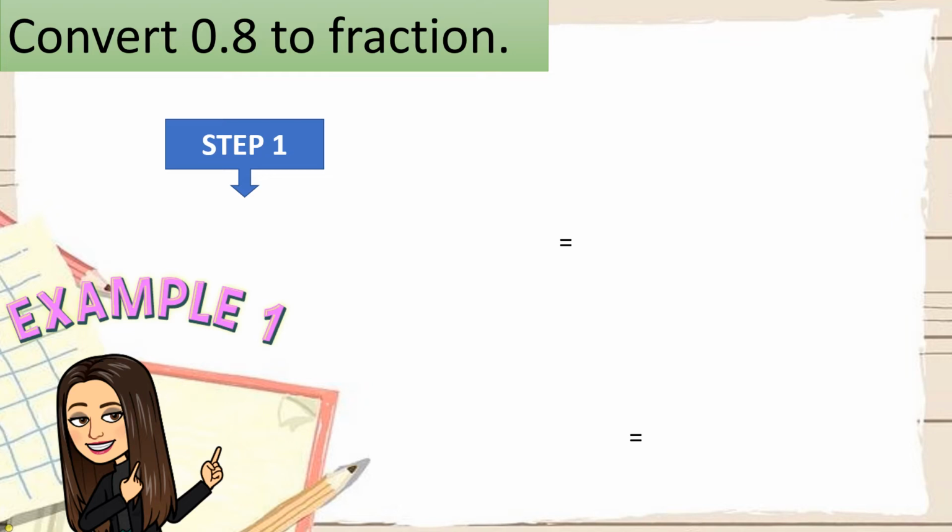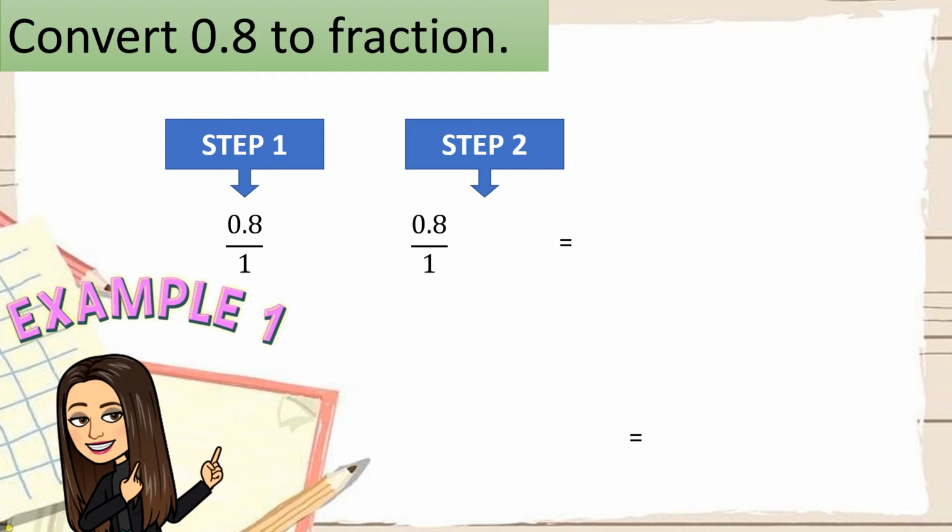Let's have this example. Let us convert 0.8 to fraction. Okay, so the first step, we have to write this decimal as a fraction by having it a denominator of 1. That's why we have here 0.8 over 1. Step number 2, we have to multiply the numerator and the denominator by 10 raised to n, where n equals the number of digits after the decimal point. Okay?